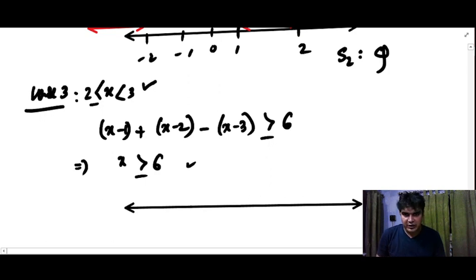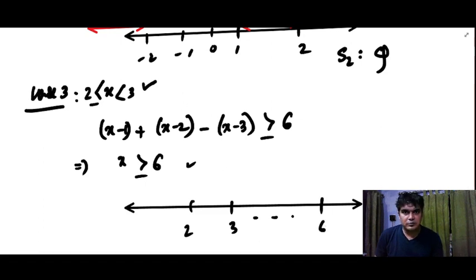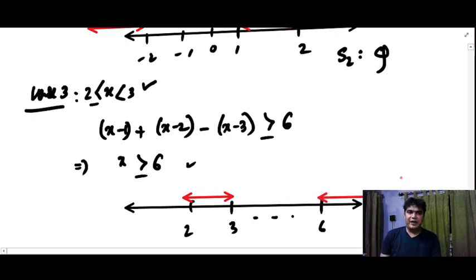So here we have 2, 3, dot dot dot, then 6. From the inequality for our case, we have taken the value of x lies between 2 to 3, and after that we get the value of x will be greater than or equal to 6. Do they have any common point? No, they don't have any common point, right?